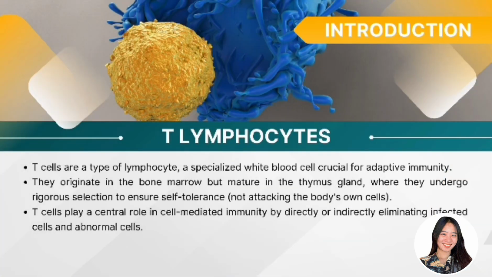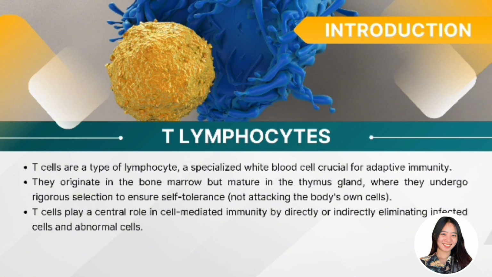Let's move on to T lymphocytes. T cells are a type of lymphocyte, which is a specialized white blood cell crucial for adaptive immunity. In simpler terms, they are like the soldiers of our immune system. They play a crucial role in fighting infections and other diseases. They originate in the bone marrow but mature in the thymus gland, which they are named after. Once they are trained, they circulate throughout the body, seeking out and destroying infected cells, cancer cells, and other threats.